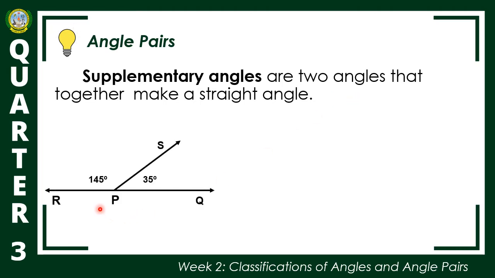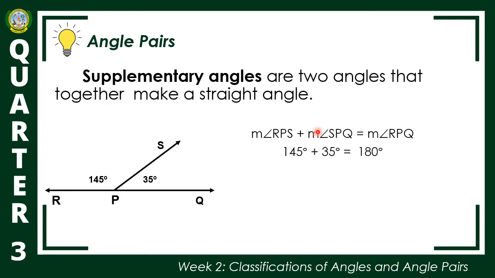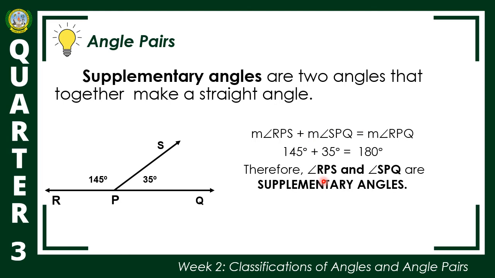Ayan. For example, we have an angle RPS that measures 145 degrees and angle QPS which measures 35 degrees. Okay? So, as you can see, the rays PR and PQ form a straight angle. Okay? So, since the sum of the measures is 180, then angle RPS and SPQ are supplementary angles and they are supplement of each other.